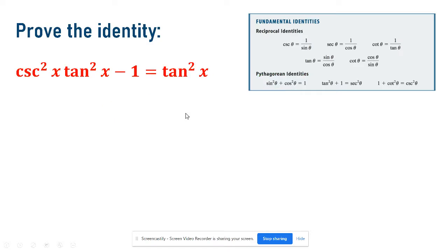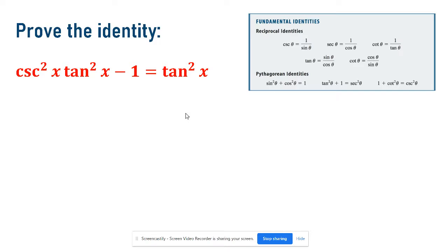All right, let's look at this one. And this will be the last one we do. This one's a little more involved here. We got cosecant squared of x times tangent squared of x minus 1 equals tangent squared of x.